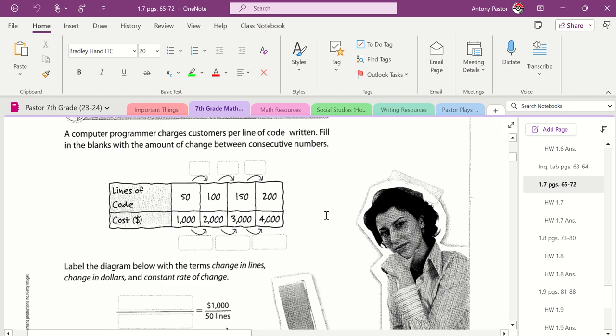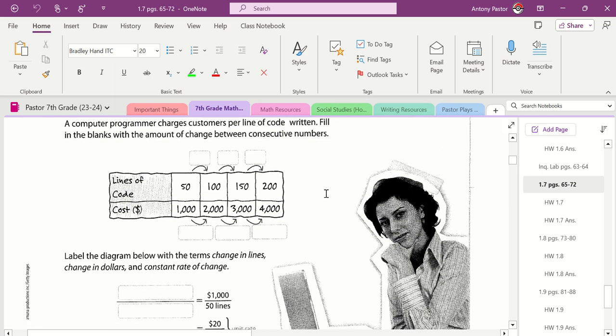So a real world link here to put it in perspective: a computer programmer charges customers per line of code written. Fill in the blanks with the amount of change between consecutive numbers. So for 50 lines of code, they charge $1,000. For 100, they charge $2,000. For 150, they charge $3,000. For 200, they charge $4,000.